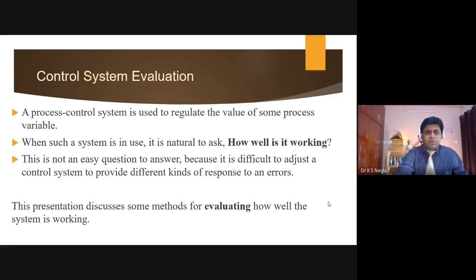It is not very easy to answer whether your automatic control system is working very well, because it is difficult to adjust the control system to provide different kinds of responses to an error. When any control system is working, the chances of errors always increase due to disturbances in the system or many other factors. So this presentation discusses some methods for evaluating how well the system is working.